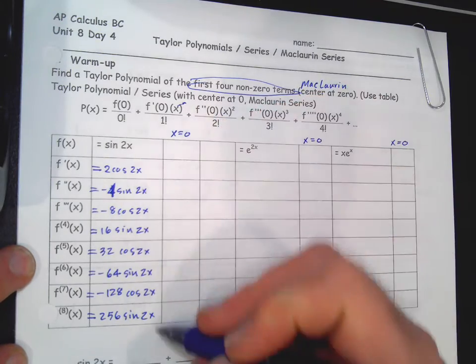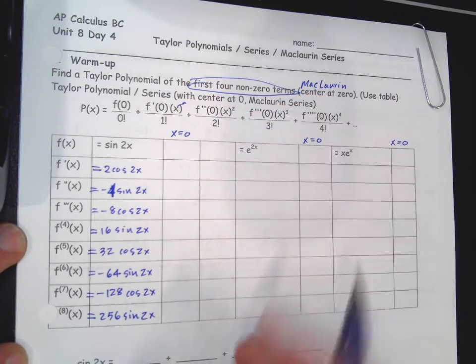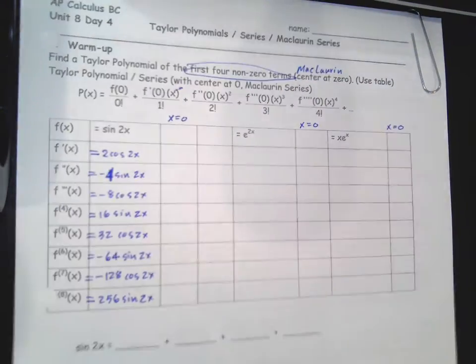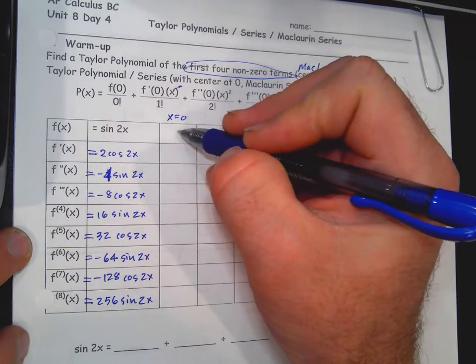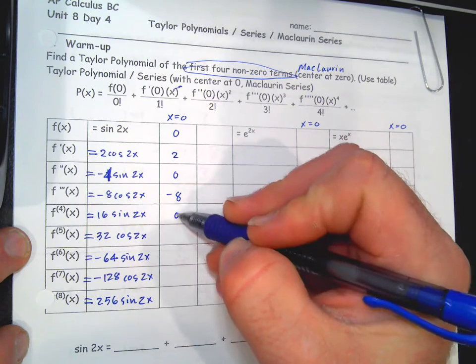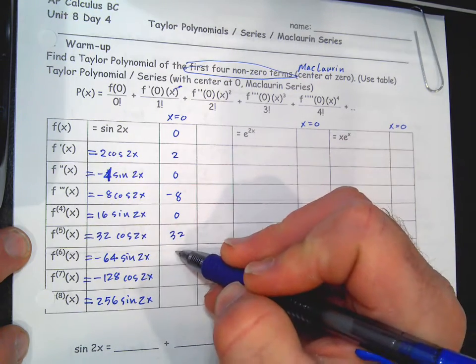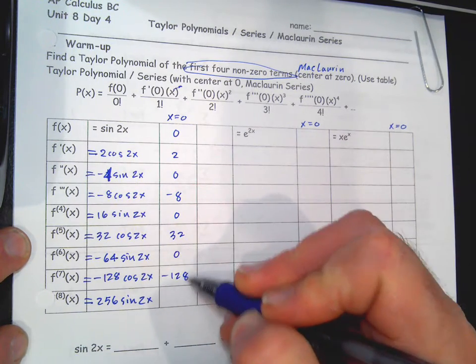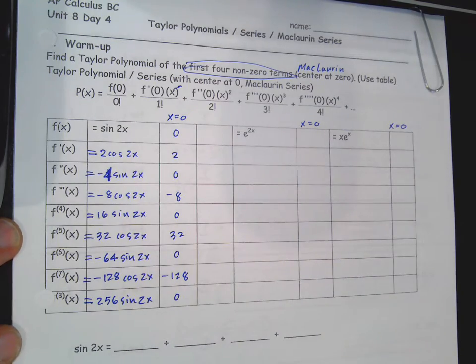Then we're going to evaluate them at 0. So this table is just to help you organize it. So you just plug in 0. Sine of 0 is 0. This one's going to be 2, 0, -8, 0, 32, 0, -128, 0. Okay, and then you're going to write the series.